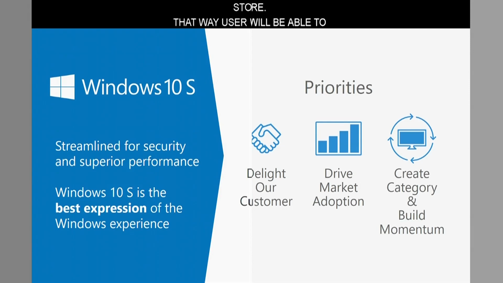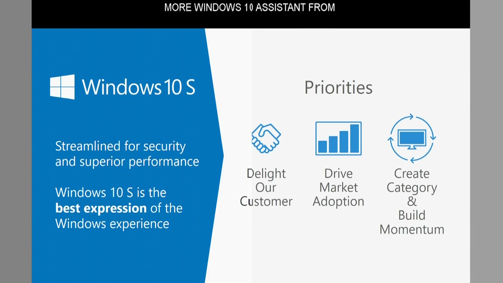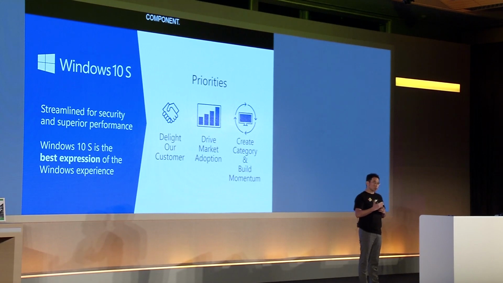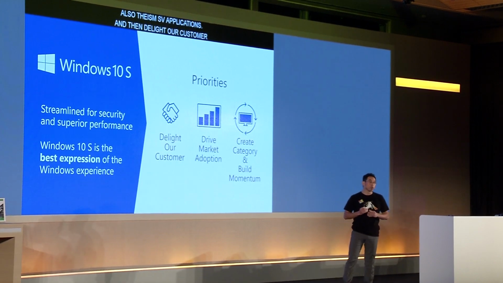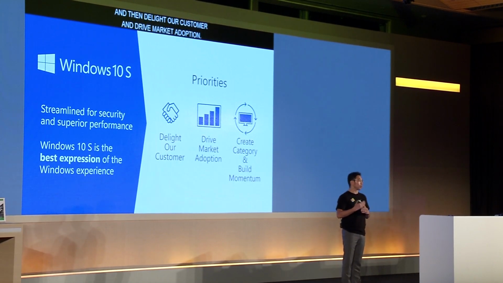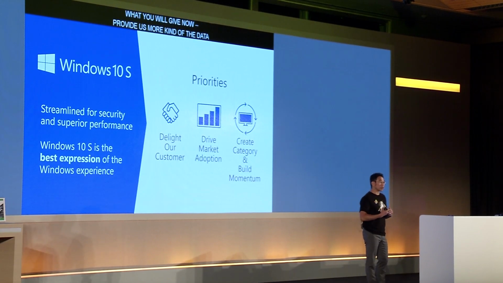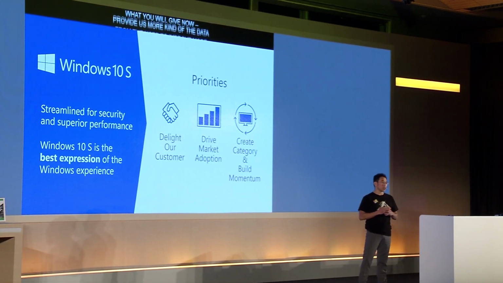So I will explain a little bit more detail. Windows 10s priority here, first, is to delight our customers. So we want to work with you to delight our customers to have more Windows 10 systems from your OEM devices, your IHV components, and also ISV applications. And then delight our customers, and then drive market adoption, which will provide us more data from the users to improve more and more. And actually, this is a new category of device. And then build momentum. This is our priority right now.